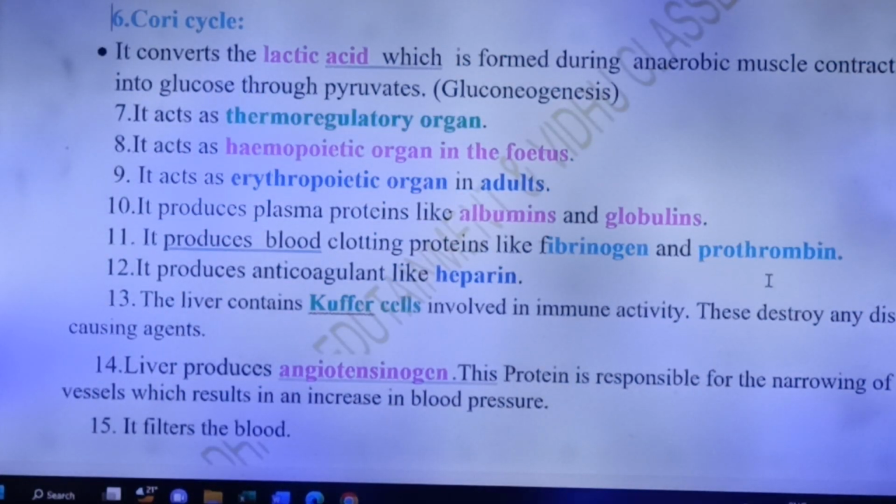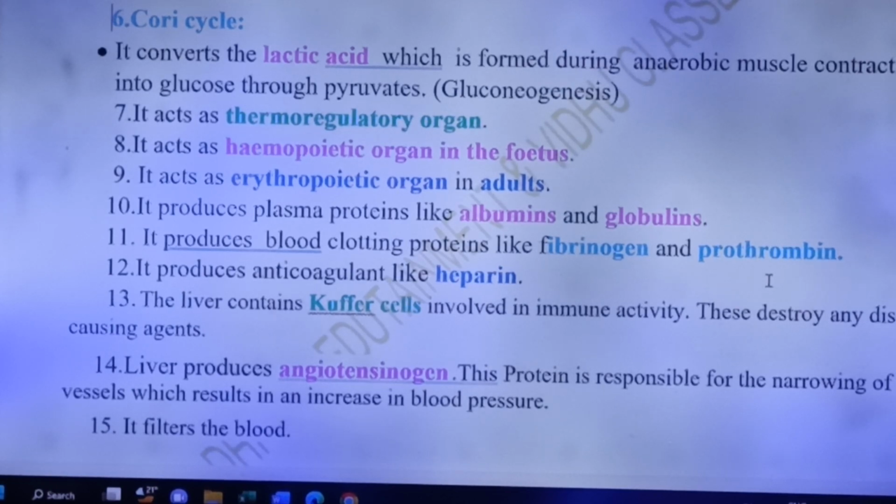Next, friends, liver acts as hemopoietic organ in the fetus. Friends, what is hemopoietic organ? The organ which produces blood cells. There are two words, hemopoietic organ and erythropoietic organ. Hemopoietic means production of all blood cells. Erythropoietic means production of red blood cells only.